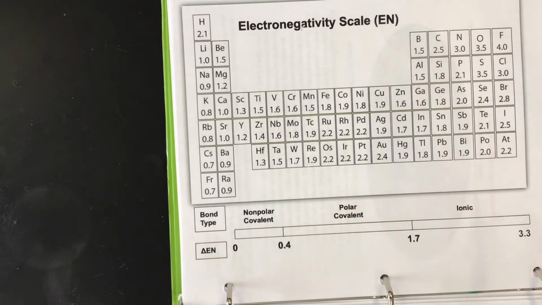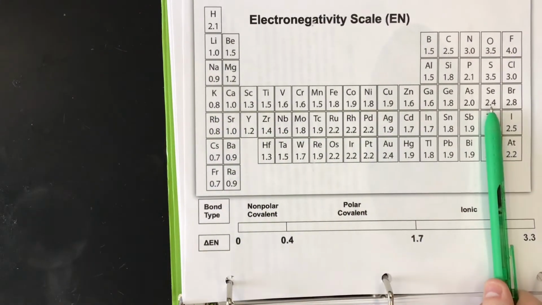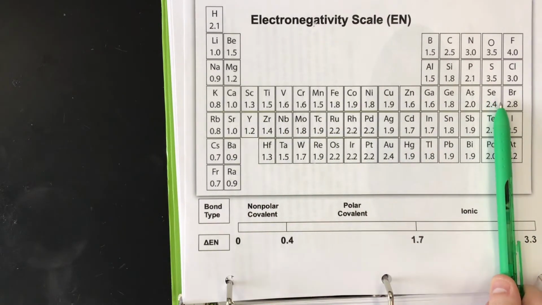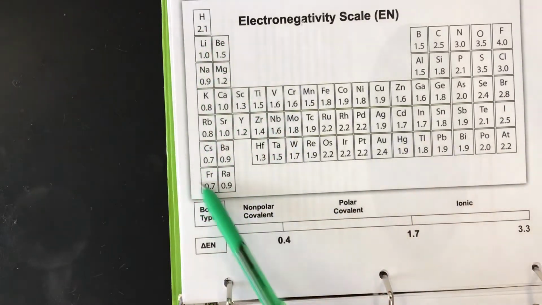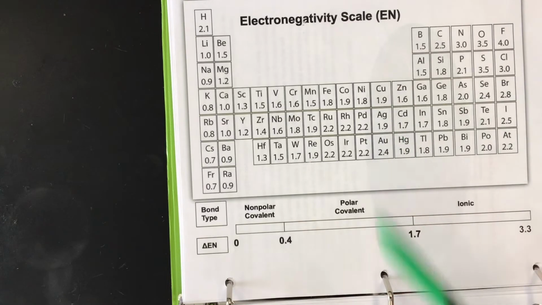As we are moving across the periodic table from left to right, like you're reading, they increase. We can see that because remember those metals, they give up their electrons to these nonmetals over here. So that just makes sense.